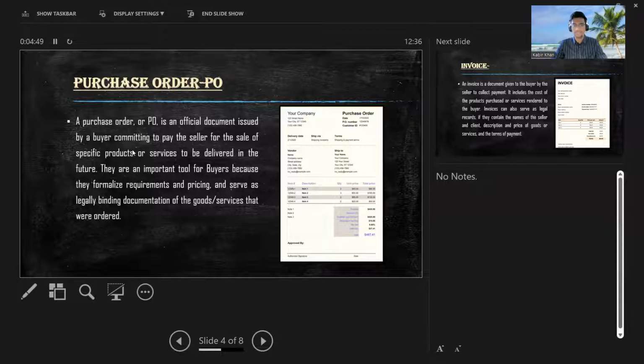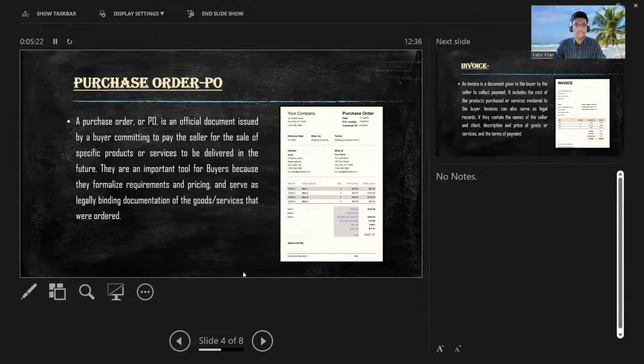So what happens? Whenever we want to buy anything, we raise the requisition and that requisition is shared with the purchasing department. Once it is approved by the purchasing department, they will find suitable suppliers with the best quotation in the market, who is offering the best prices. Once they select the supplier, they will raise the purchase order.